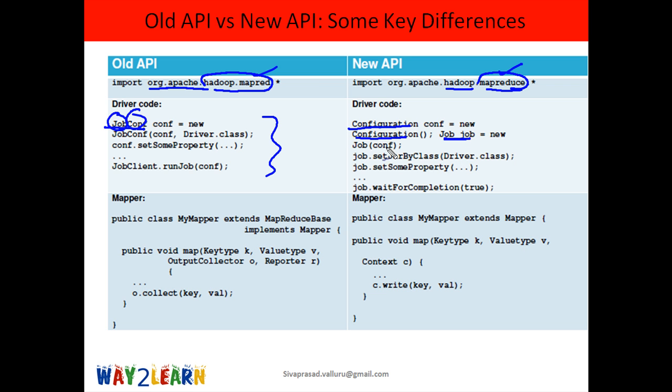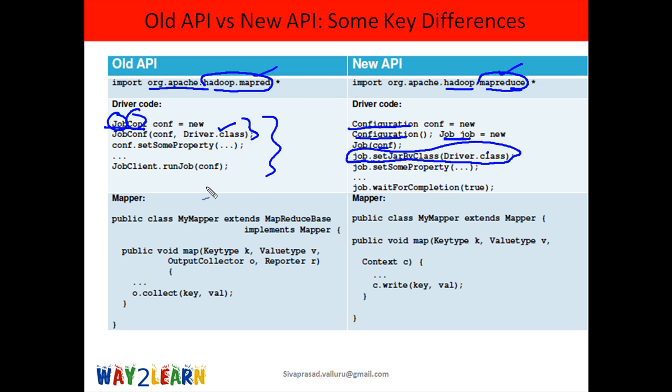And whenever you are creating job object, you are passing the reference of conf. So configuration is separated and job object is separated in new API, but whereas in old API, there was a single object representing job configuration. And in new API, we need to set jar by class. We'll discuss more on set jar by class later, but you need to set jar by class.